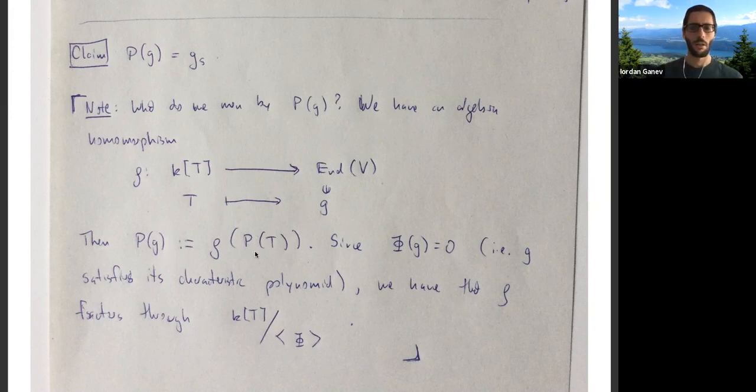And I want to point out that we have a basic fact that g satisfies its own characteristic polynomial. So that means that this map factors through the quotient of polynomials by the ideal generated by the characteristic polynomial.